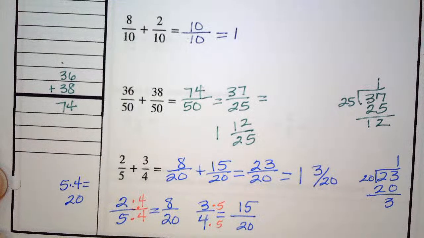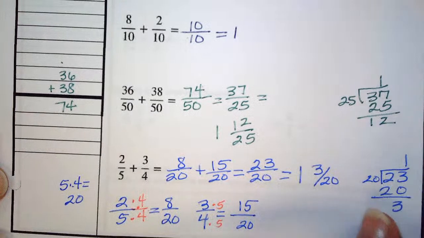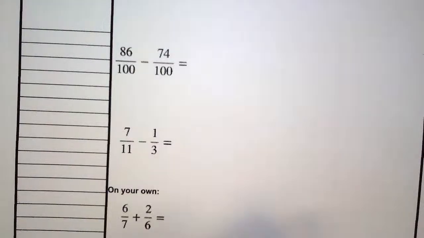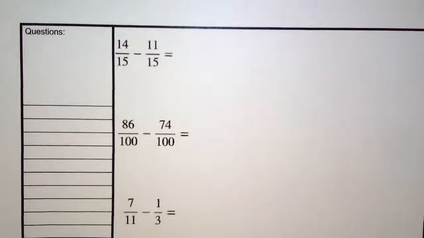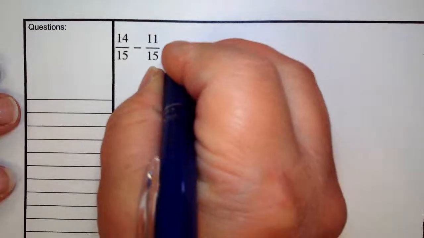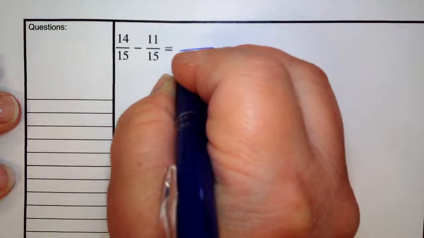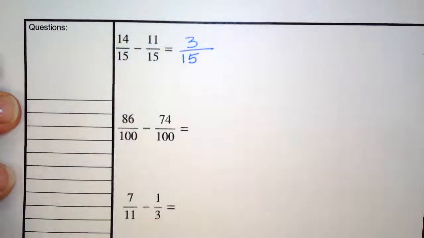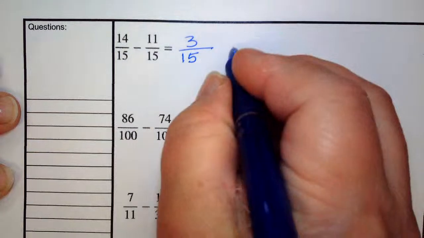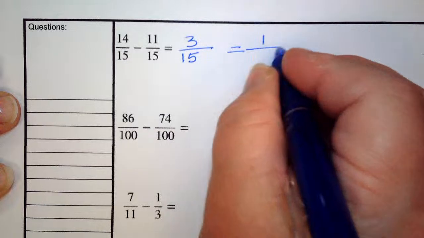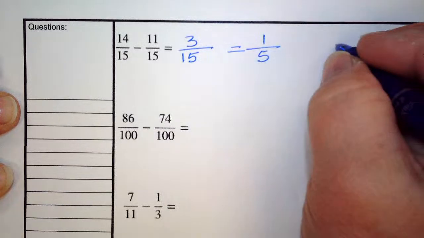Okay, if you're struggling, back the video up and watch it again. That's adding, but what about subtracting? Once again, if they have that common denominator, it's quick and easy. So this is 15 on the bottom. 14 minus 11 is 3. Can I simplify? Yes. Both of them factor out a 3. 3 divided by 3 is 1. 15 divided by 3 is 5.